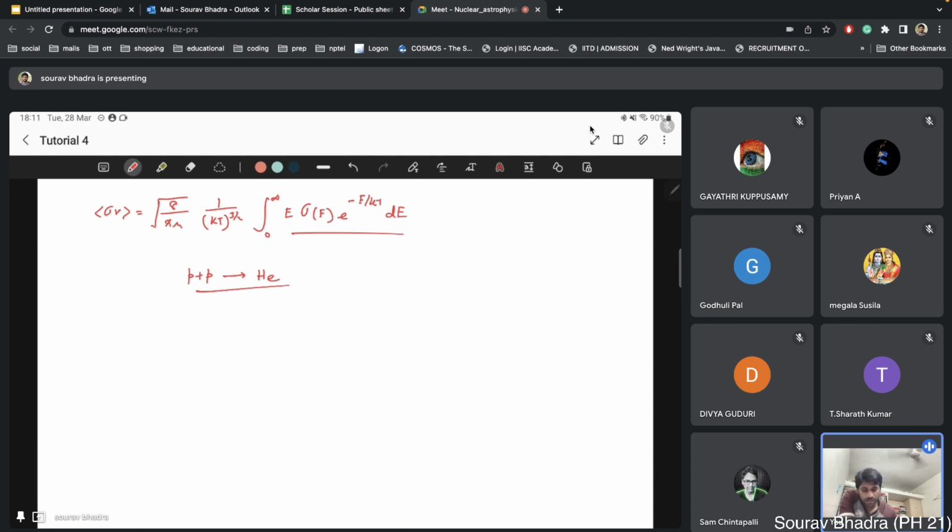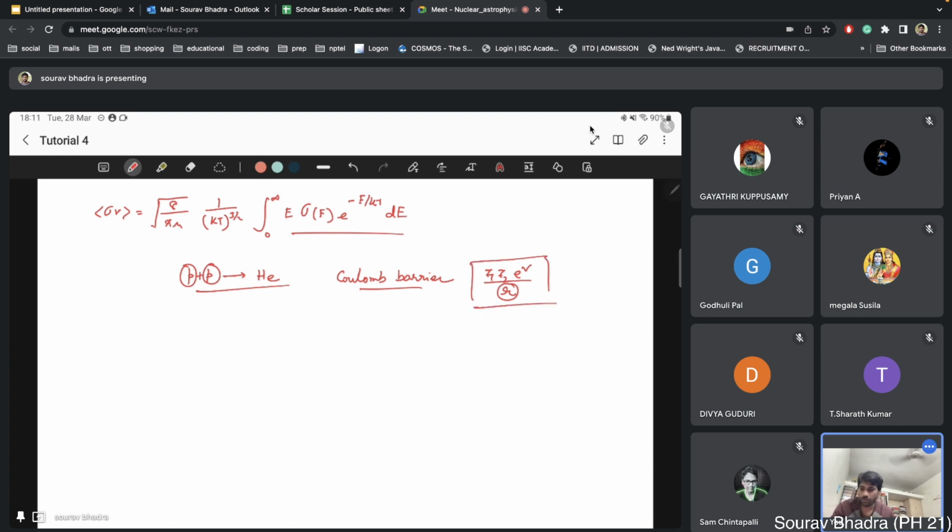Now you can calculate the Coulomb barrier of this particular reaction. I have done this in the first class and also in the second class assignment problem. So the Coulomb barrier for this reaction will be Z1 Z2 e square by R, where R is the separation between two proton nuclei and Z1 Z2 is the proton number of this species, which is 1. Proton plus proton equals helium, meaning two hydrogens are fusing and helium is generated.